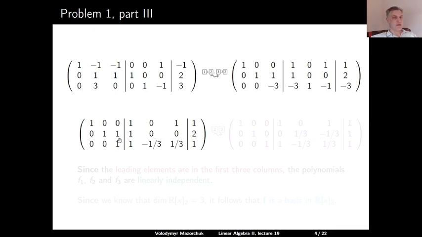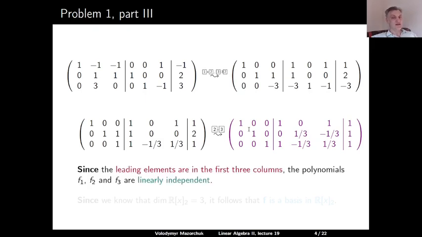And finally, we can use this 1 at position 3, 3 to eliminate this 1 at position 2, 3. So we subtract row 3 from row 2. Rows 1 and 3 remain the same, and row 2 becomes 0, 1, and then 0 here, 0 here. Here we have 1 third, minus 1 third, and 1. So this is the end of our computation. And this is the row echelon form of the original matrix.